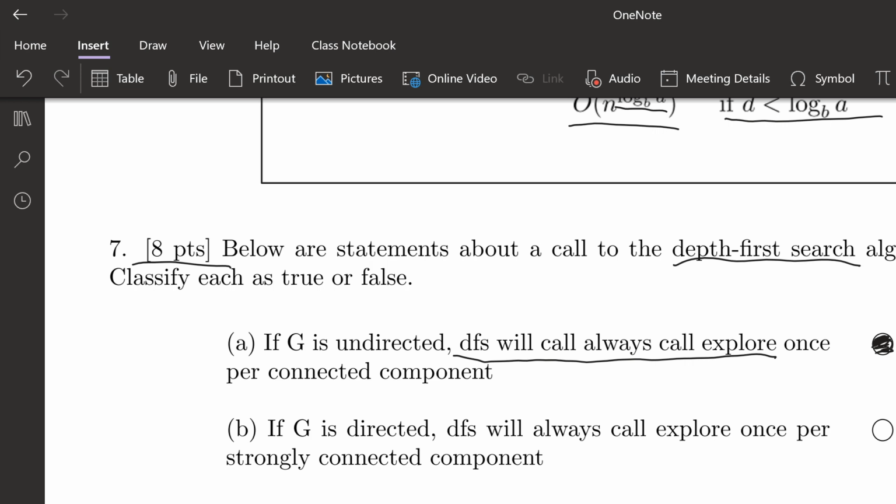All right. And this is true in both directed and undirected graphs. I mean, technically, edges are represented twice, but then it would be V plus 2E, which is still O of V plus E.